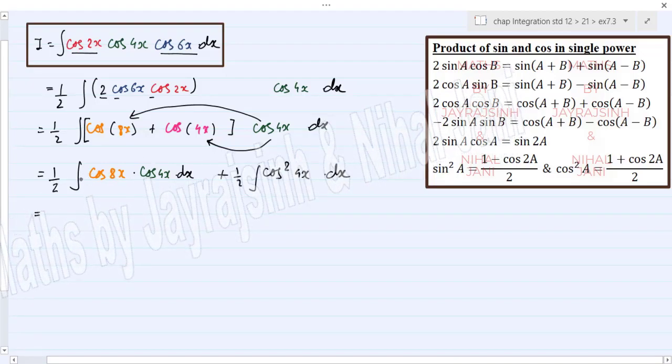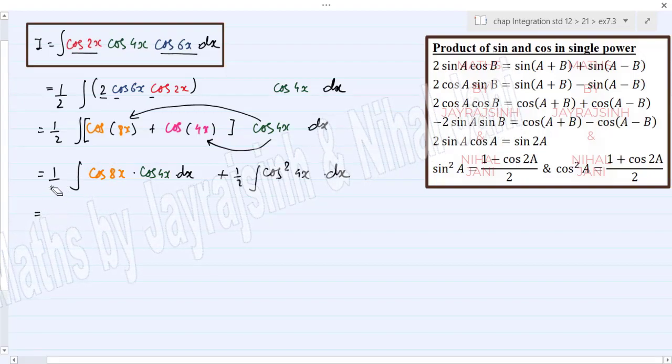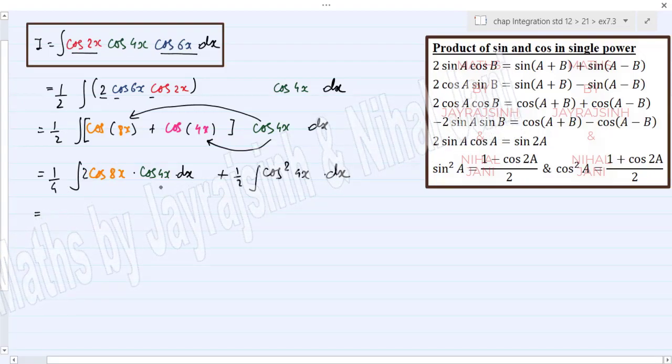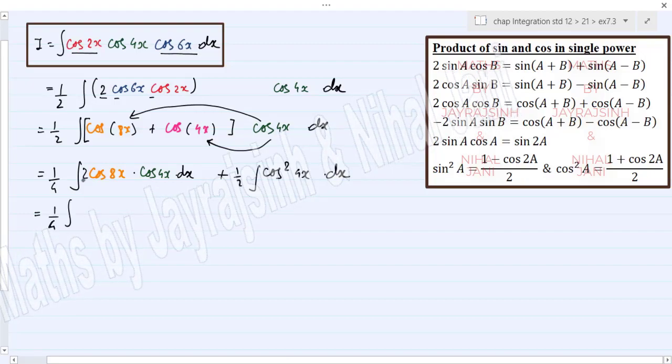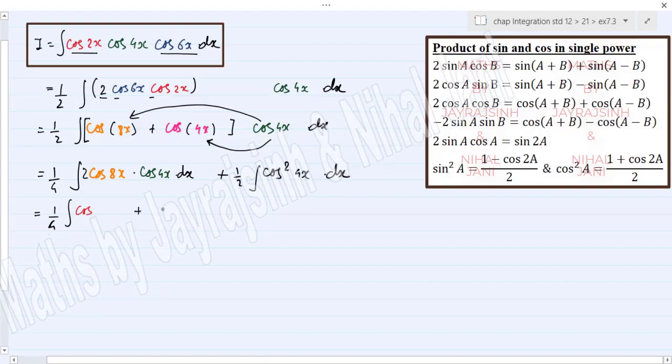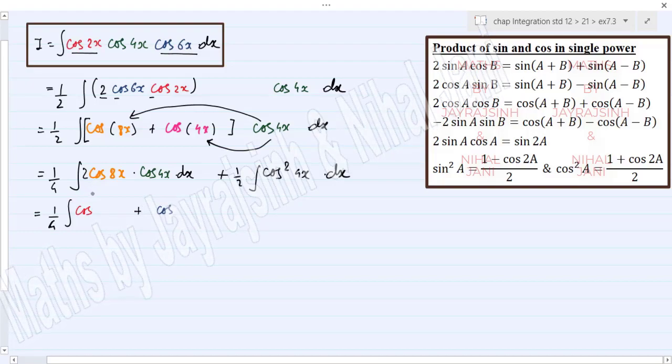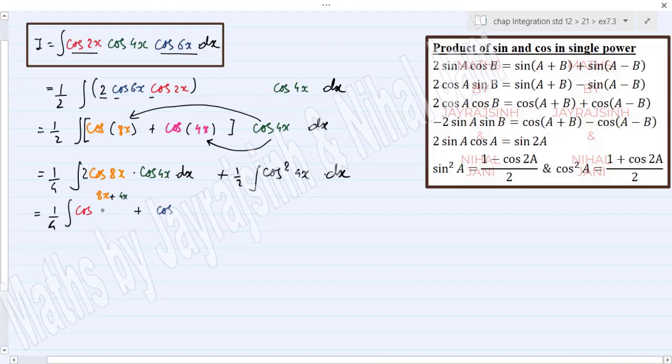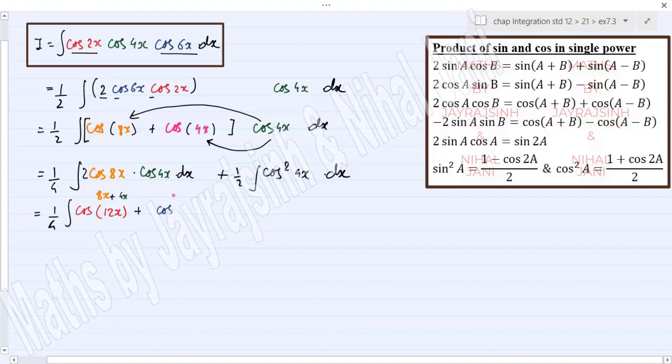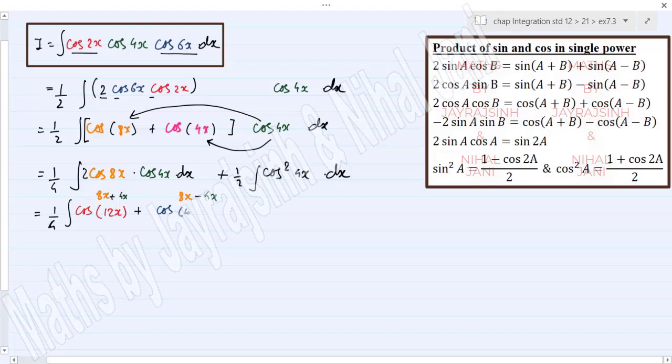So to simplify the first term, let's multiply and divide by 2. So here we get 4 and 2 cos 8x plus 4x. It will be converted into cos plus cos. And as we know, in the first angle, we have to take the summation of 8x and 4x. So we'll get 12x. And in the second, we have to take the difference of 8x and 4x. So we'll get 4x.